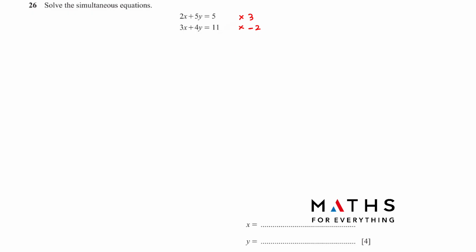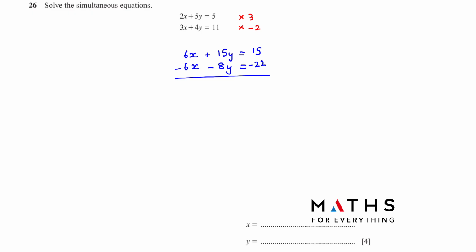That makes it easier. So 2 multiplied by 3 is 6x, 5 multiplied by 3, 15y, and 5 multiplied by 3, 15. Then we are going to multiply 3x by negative 2. Remember, it is a negative you're multiplying with. That will give you negative 6x. 4 multiplied by negative 2 is negative 8y. And 11 multiplied by negative 2 is negative 22.